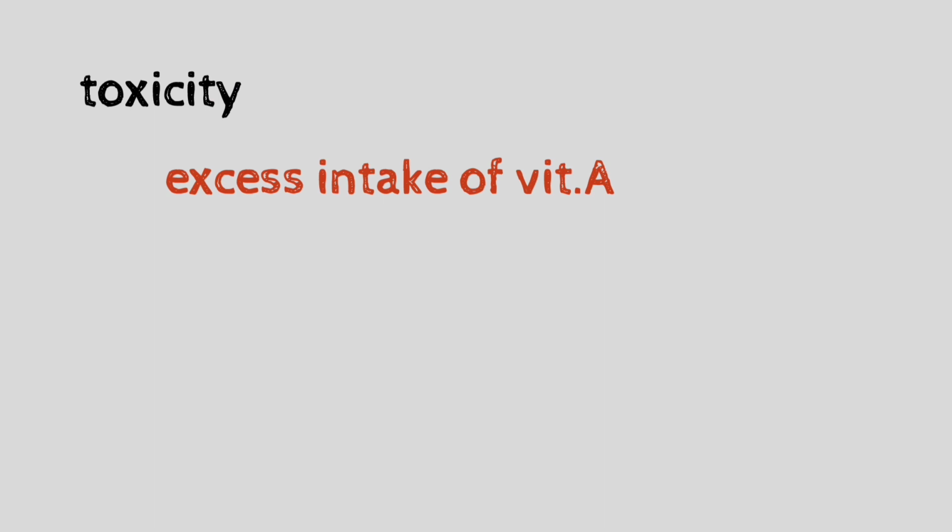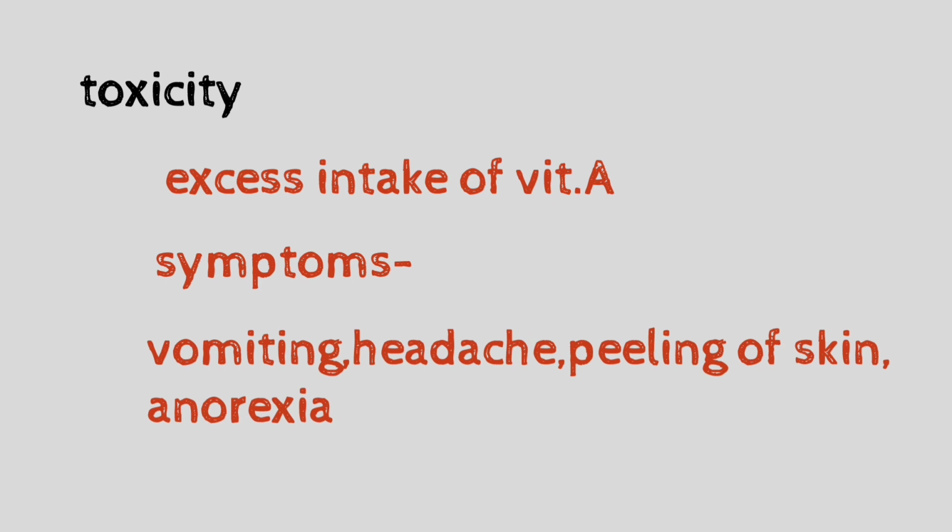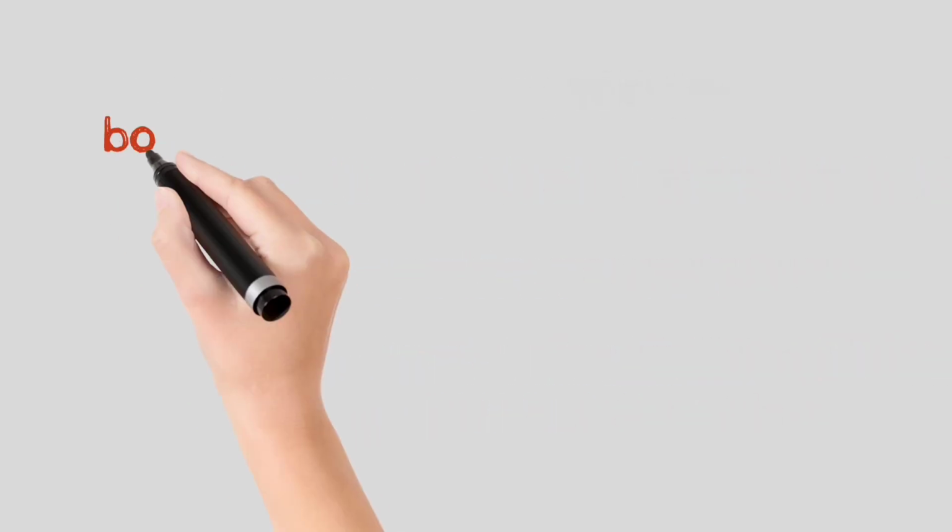Now let's see what will happen if we take excess of vitamin A. We know vitamin A is stored in liver, so excess intake will lead to toxicity. What are the symptoms? There will be vomiting, headache, irritability, peeling of skin, and anorexia. Next, bony exostosis. What is this? There will be swelling of long bones along with pain. Next, hypercarotenemia. If we continuously intake foods which are rich in vitamin A, there will be yellow discoloration of the skin. But this is not jaundice because there will be no scleral discoloration.